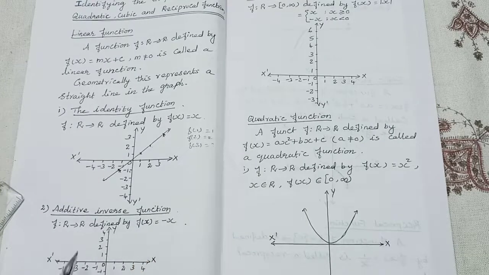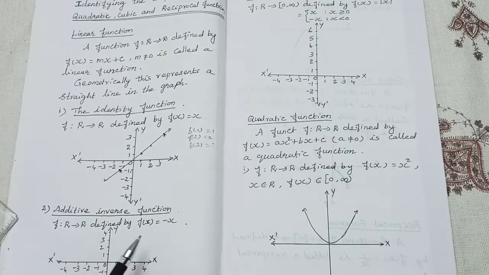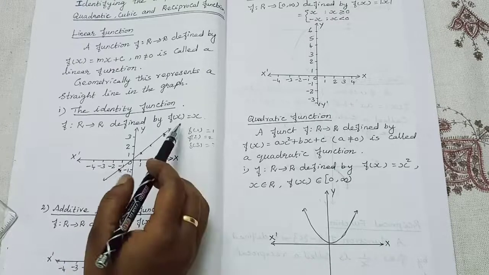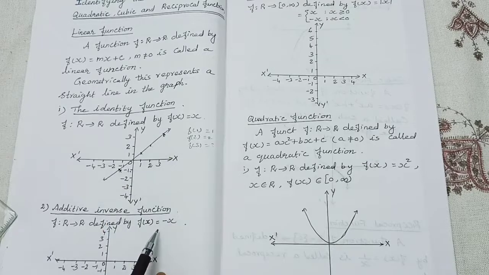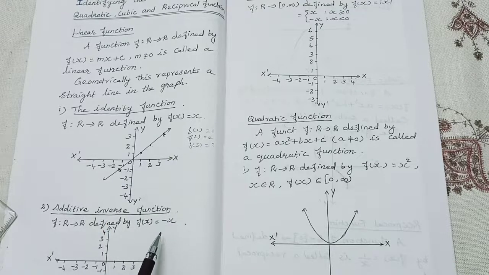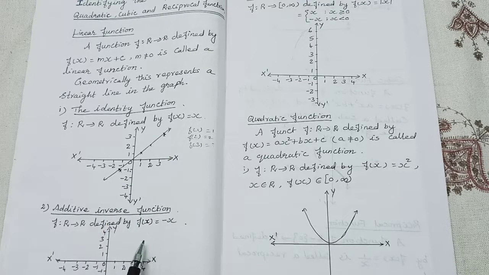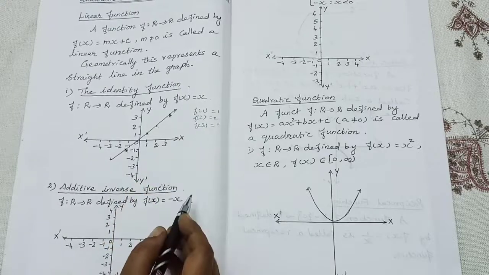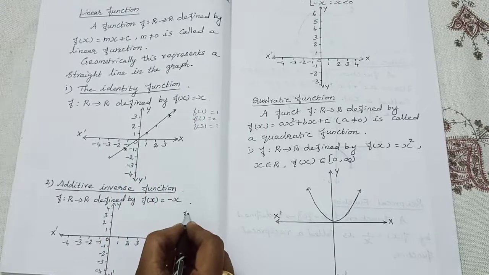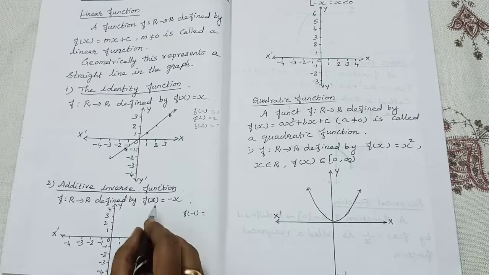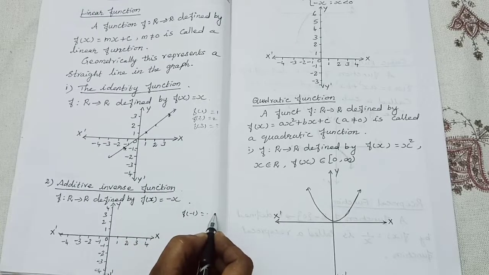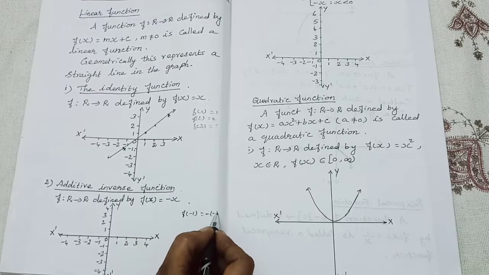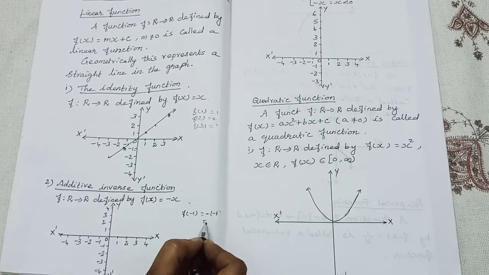Okay, then next one, additive inverse function. Inverse means, here f of x equal to x means the inverse is minus x. Inverse is minus x. Okay, so how can we represent it in the graph? Like this we have to do. Okay, f of minus 1. If you substitute f of minus 1, what will we get? Minus of minus 1. That means what will you get?